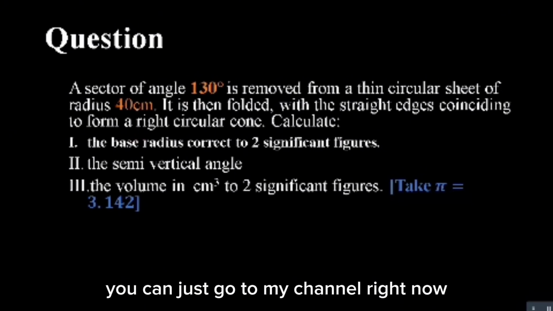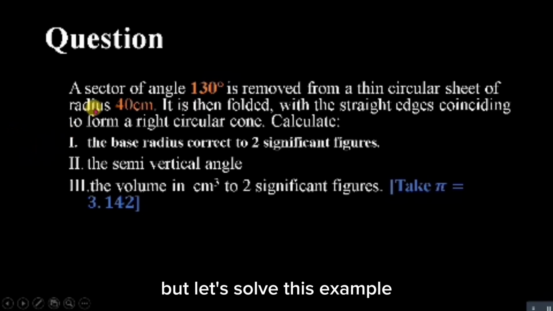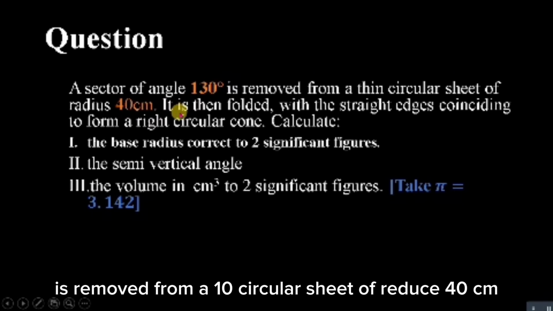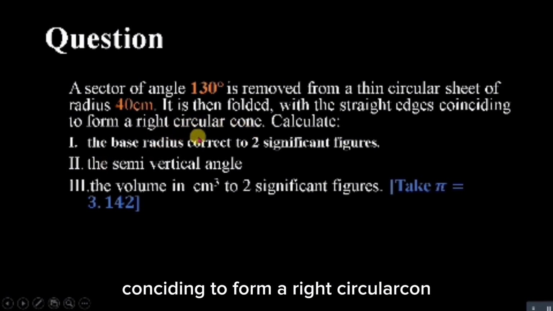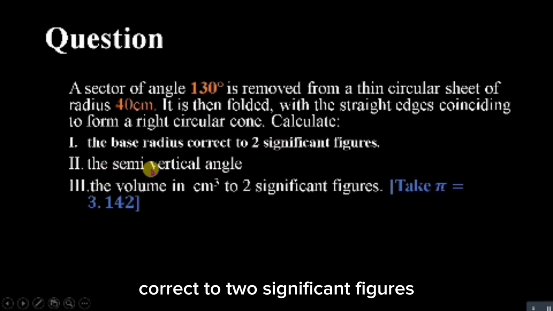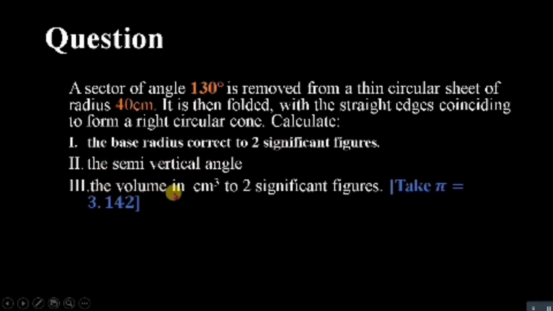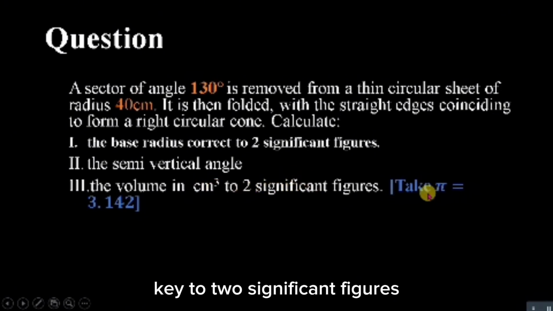We are finding the volume here. Now, a sector of an angle 130 degrees is removed from a thin circular sheet of radius 40 centimeters. It is then folded with the straight edges coinciding to form a right circular cone. Calculate the base radius correct to two significant figures, then the semi-vertical angle, and the volume in centimeters cubed to two significant figures. And then you take pi to be 3.142. Let's get into it.